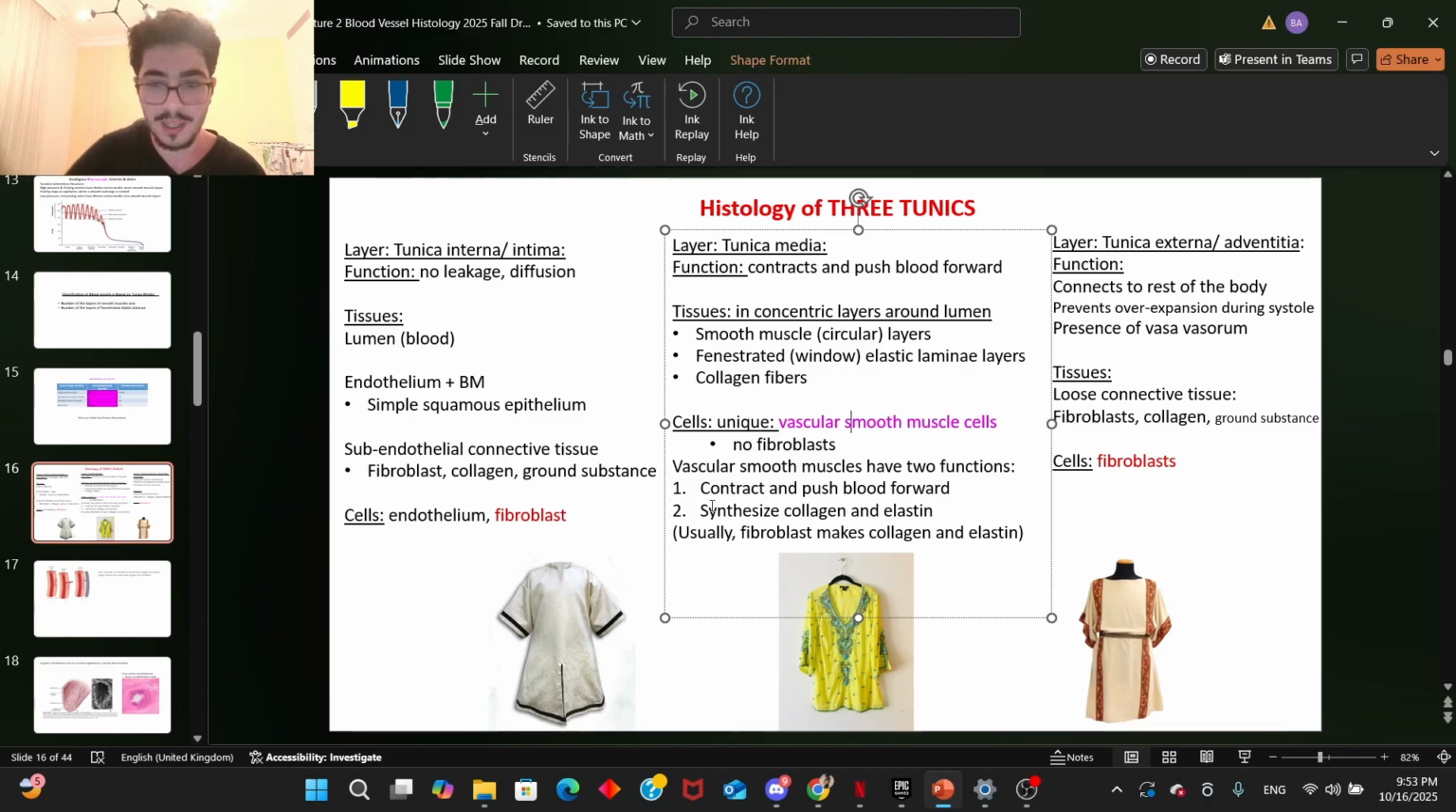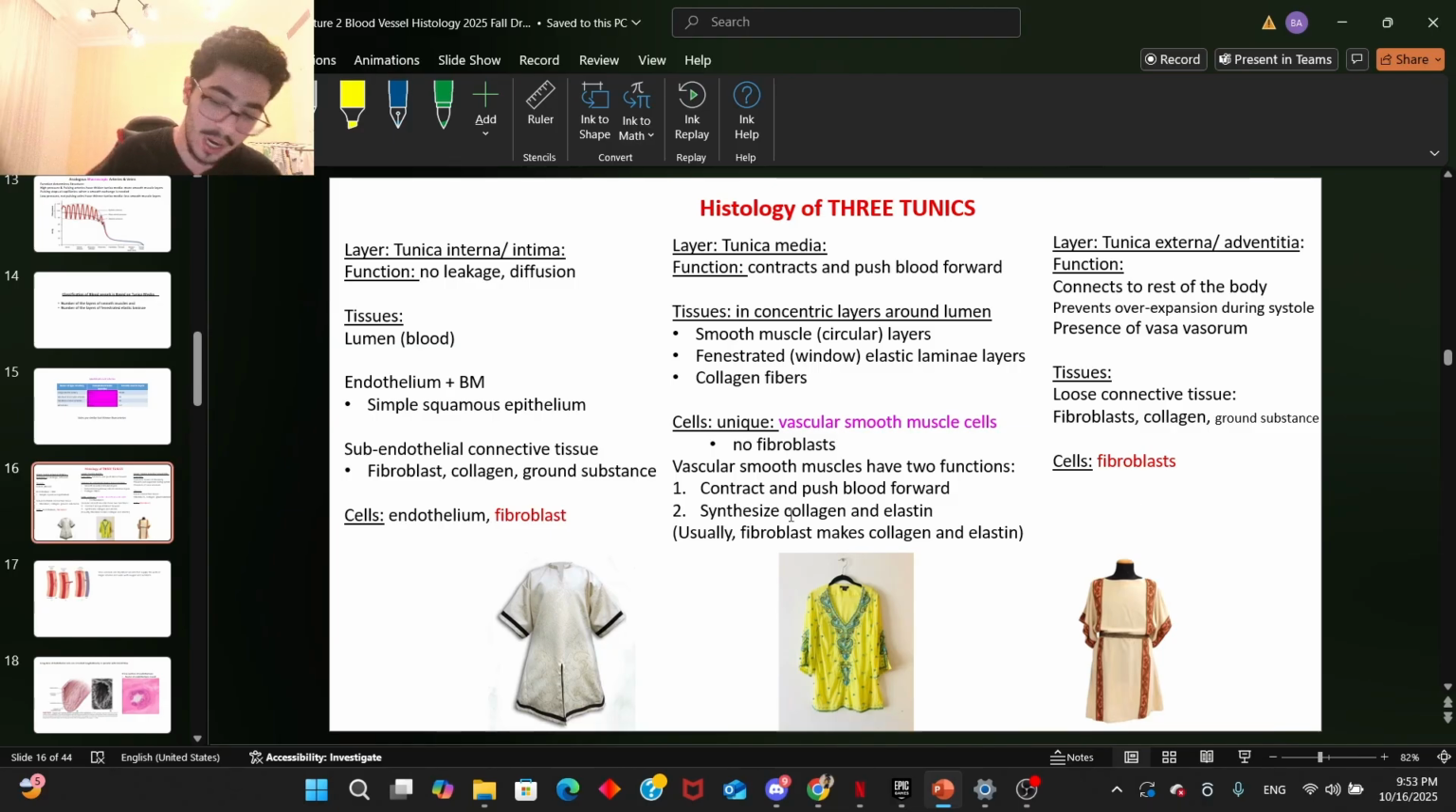Usually, the fibroblasts make the collagen and elastin, right? We know this. And what it does, obviously, also it contracts and pushes blood forward. You know that, right? Because it's a muscle. Vasoconstriction, vasodilation, it contracts and pushes the blood forwards. The last layer we have is the tunica externa. And the tunica externa is just going to be, I like to just call it, the connective tissue layer.